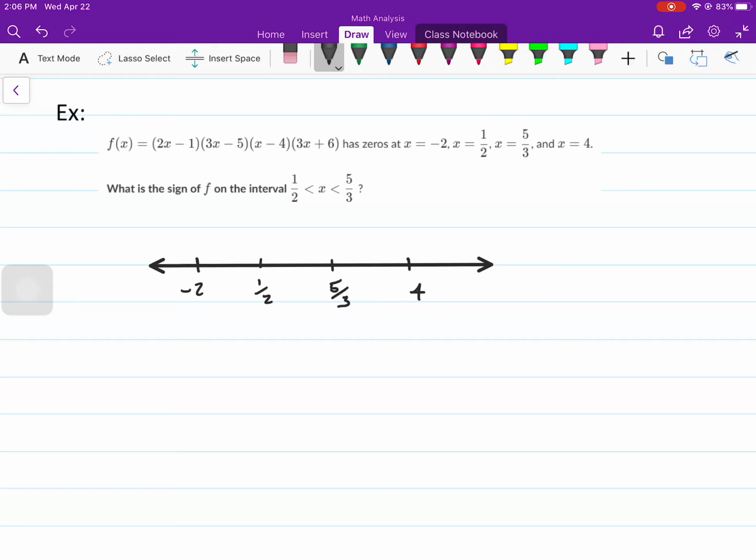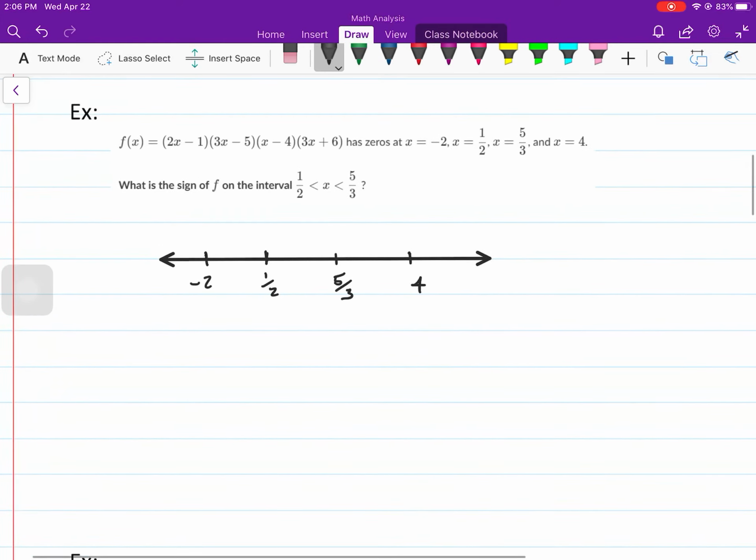So you don't need to put any numbers in between, don't put any marks in between. Just strictly put those numbers and a mark for each of those numbers. Don't put anything in between, that'll ruin the test. What we're going to do to test this is plug in numbers, and we really just want to know 1/2 to 5/3. We want to know between here, is it positive or is it negative? So we want to plug a number between these two numbers into our polynomial.